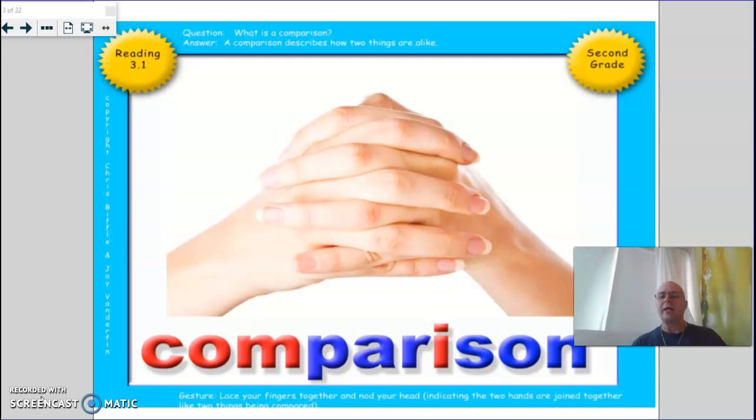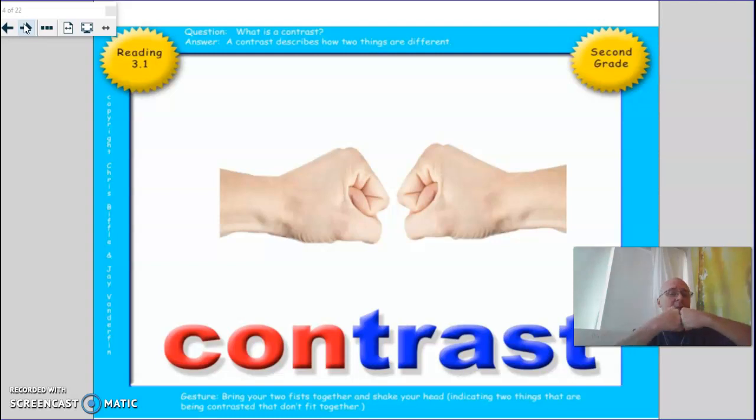Anyways, today we're talking about comparing and contrasting. Mirror my actions. Comparing is when we tell how two things are the same. Contrasting is when we tell how two things are different.